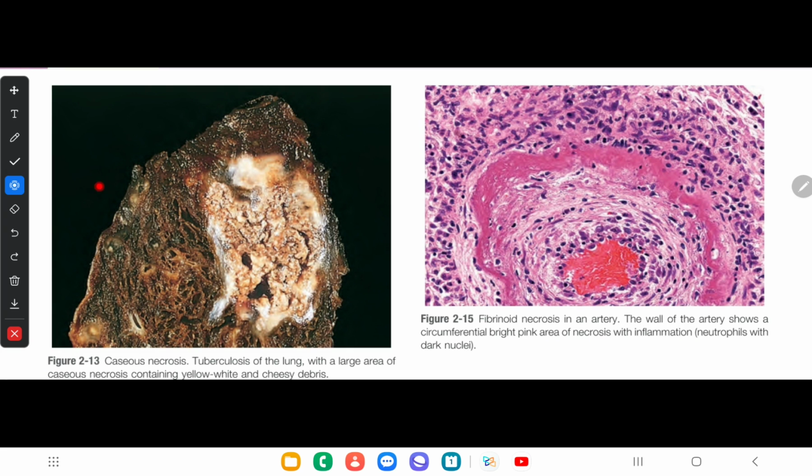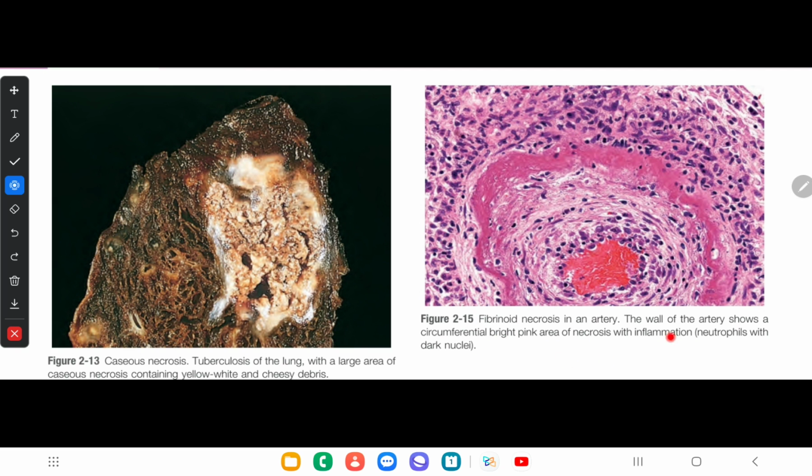In the first picture, you can see caseous necrosis of lung. Usually caseous necrosis can be seen in tuberculosis. You can see this appearance is like cottage cheese. Microscopic appearance of this area is an amorphous eosinophilic granular appearance. Amorphous means there is no morphology. Eosinophilia, and due to that it is represented by a pinkish color appearance.